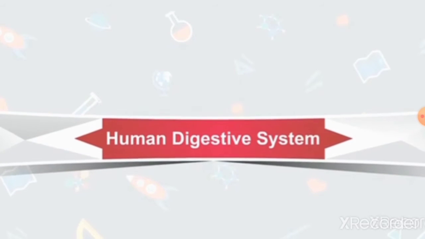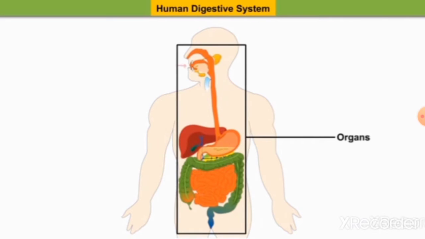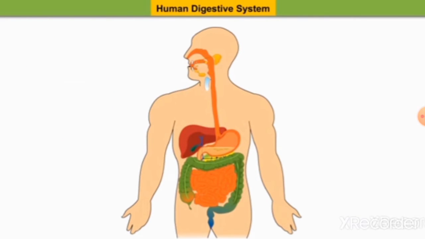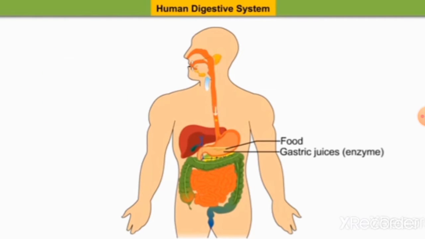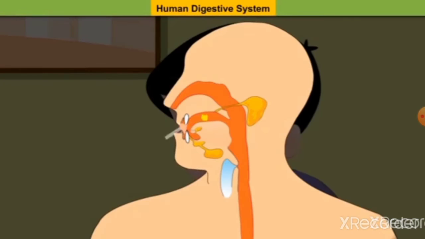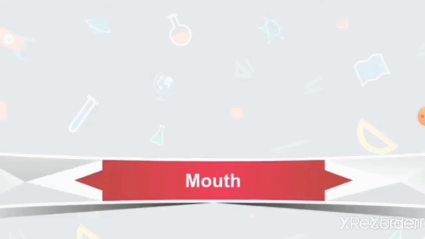Now, human digestive system. The digestive system of human beings consists of a set of organs working together to break down the food we eat into the form in which it can be used by the cells of our body. The digestive organs are arranged in sequence to form the digestive tract. The process by which the food we eat is broken down in our body into simpler substances to release energy is called digestion.